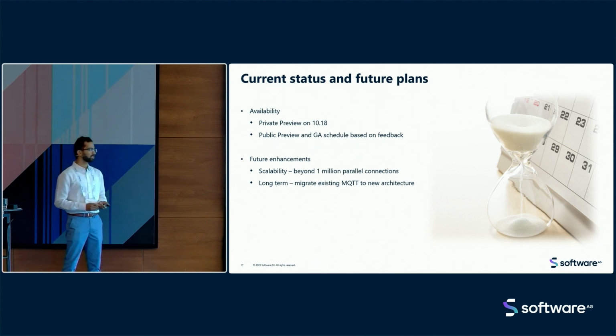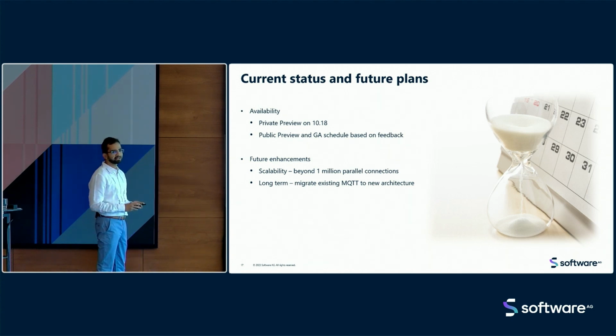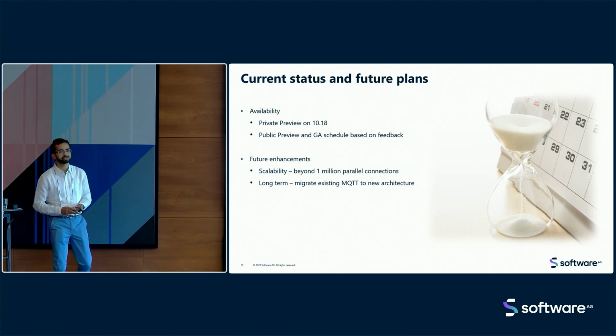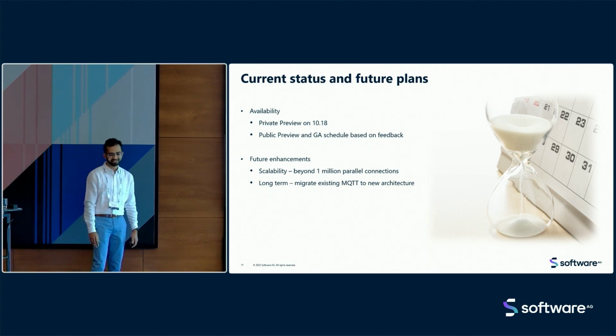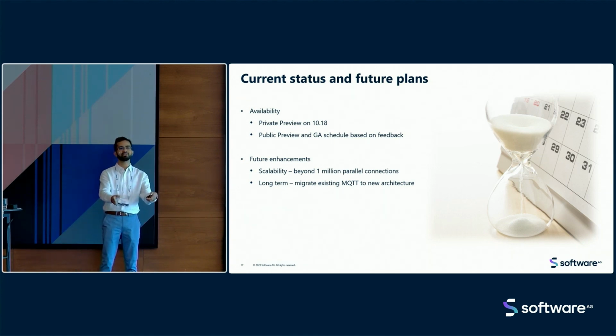Also, in the future, we intend to support beyond 1 million parallel connections. Why 1 million? Because that's an amazing feat that our platform has already accomplished. Our current MQTT implementation already supports 1 million parallel connections, and we intend to take it even beyond that. And in the long term, we plan to move the current MQTT implementation into this really nice, shiny architecture so that you can benefit from everything Scott was talking about.